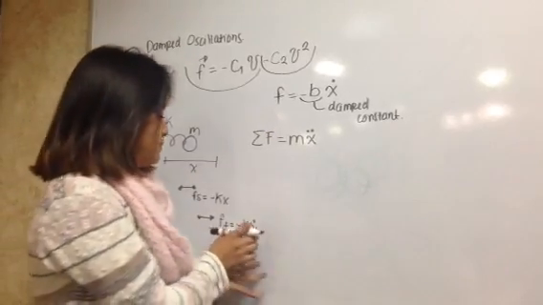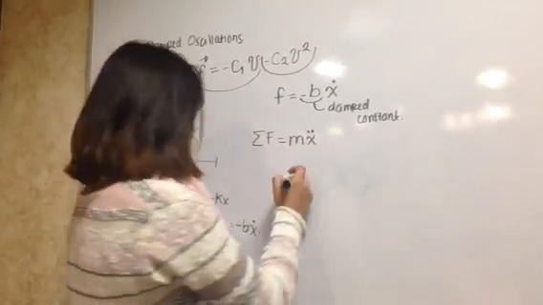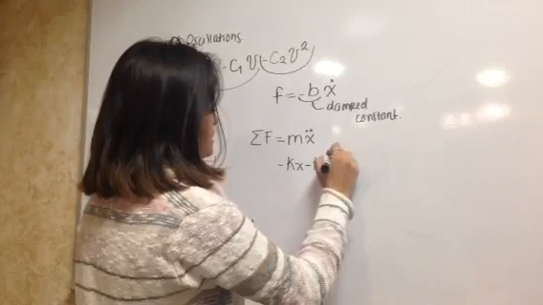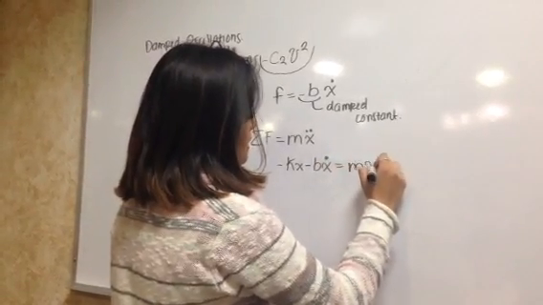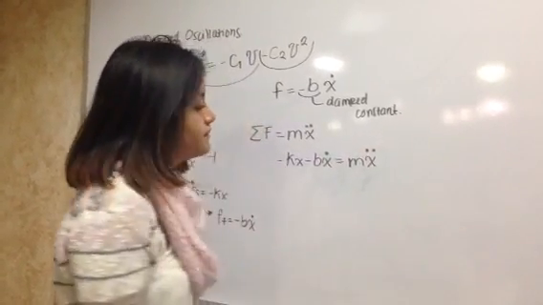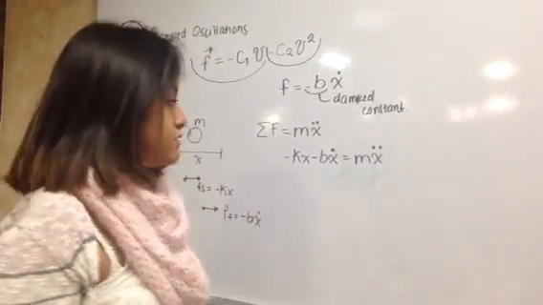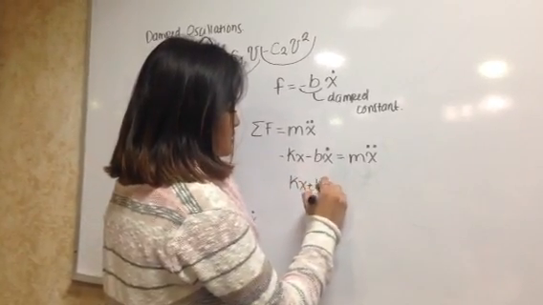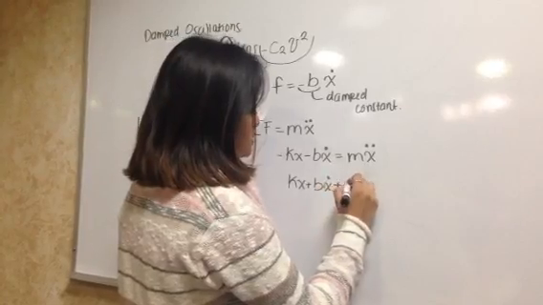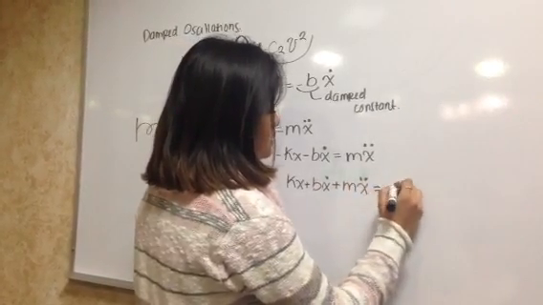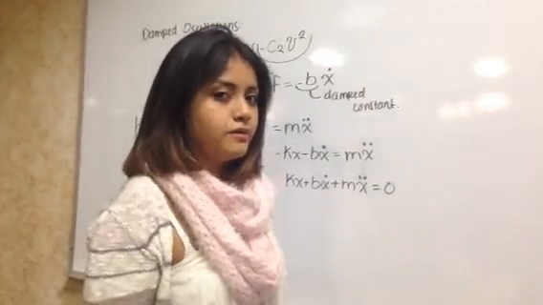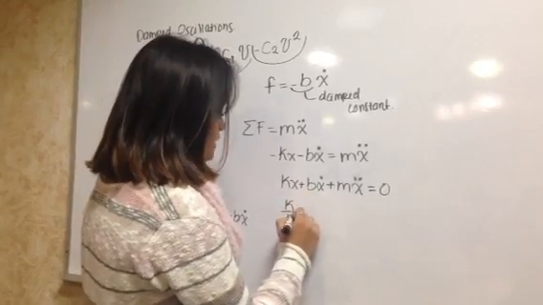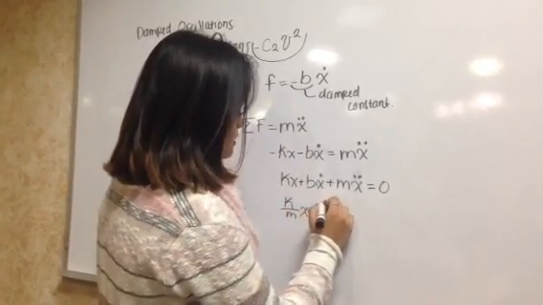Now, if we put these forces into this formula, we have minus kx minus v times the velocity equal to m times the acceleration. And we have to set this to 0, and we will have kx plus v times the velocity plus m times the acceleration equal to 0. And now we will divide everything by m. So we have k divided by m times the position of m.